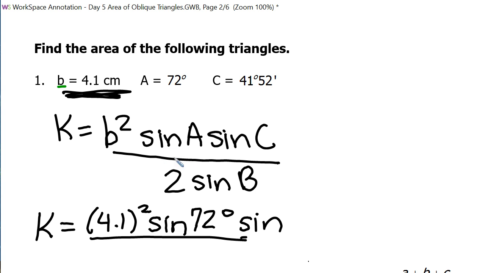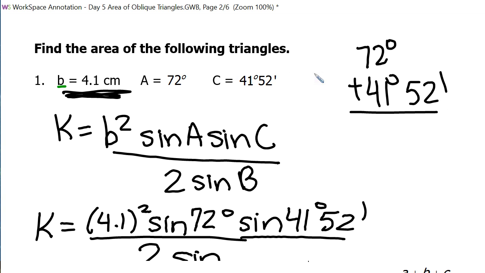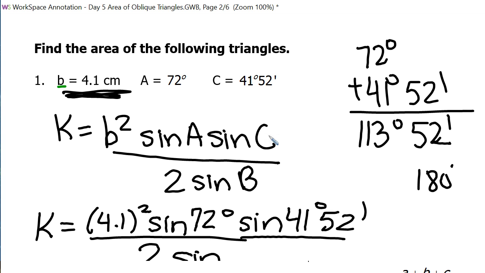For C, what do I put? 41 degrees, 52 minutes, and the denominator will have 2 times the sine. Do they give us angle B? No, but if I have two angles, I know that the third one should add to 180 degrees when I add all three together. So if I add 72 degrees and 41 degrees, 52 minutes, what's 72 degrees plus 41 degrees? 113 degrees. So now we need to do 180 degrees minus 113 degrees, 52 minutes.